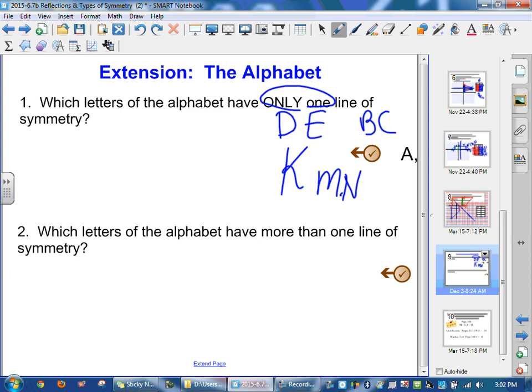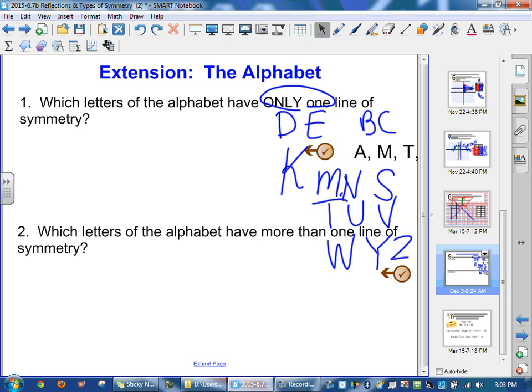What about T? Yes, T has one. U. Yes. V. Yeah. W. Yeah. X. No. Y. Yeah. Vertical. Z. Yeah. Diagonal. Good. So those are all the letters that only have one line of symmetry. Okay? Let's see what my original list had. I missed a few, obviously. I have the M, T, V, W. I missed a whole bunch there, didn't I?